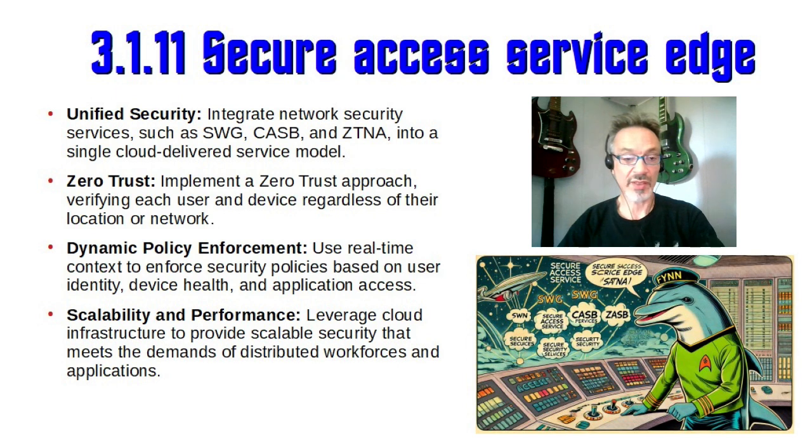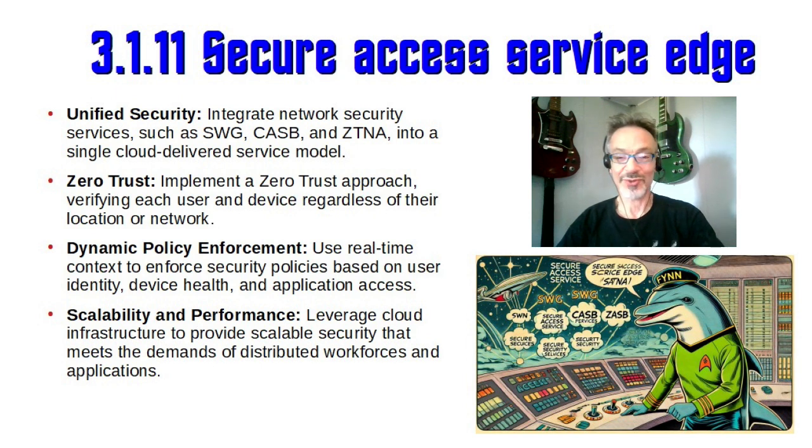Subtask 3.1.11 Secure Access Service Edge. This is relatively new, but an important concept in network security design, and it's likely to be covered in the CISSP exam. 4 key bullets I want to cover. 1. Unified security. SASE integrates various network security services such as secure web gateways, cloud access security brokers, and zero trust network access into a single cloud delivered service model. For the CISSP exam, understand that this unified approach aims to simplify security management and improve overall protection.